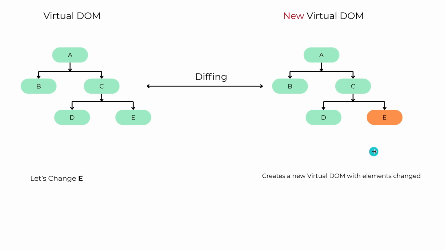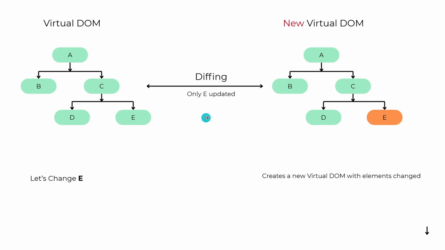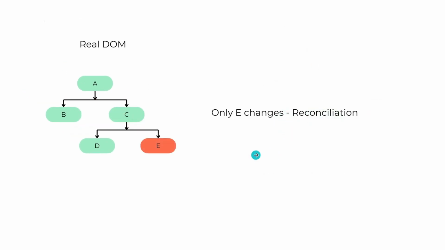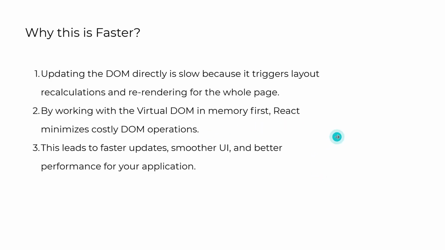Once this is completed, React then compares the old virtual DOM with the new virtual DOM using a process called diffing. Here, we can clearly see that A, B, C, D are the same, only E has changed. Now, this diffing algorithm figures out exactly which parts have changed. In this case, only E has been updated. Finally, React updates only those changes, in this case the E element, in the real DOM. This process is called reconciliation.